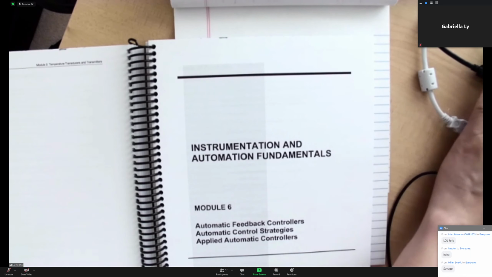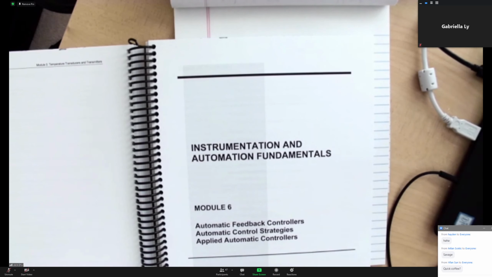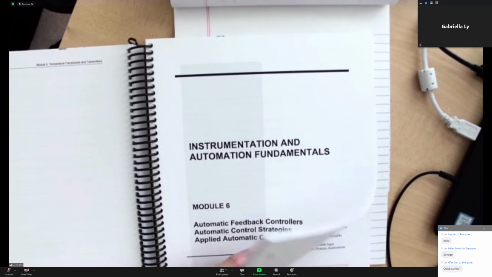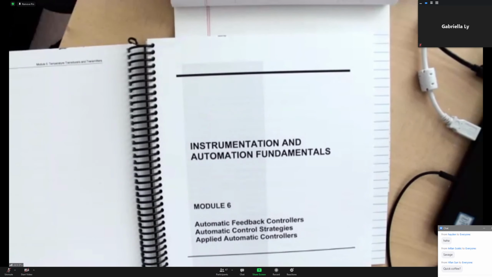Module 6 in your book is a big section, but it's not for us as electricians. For electricians, we only need to know what the different field types are, and what the advantage and disadvantage of each one is.